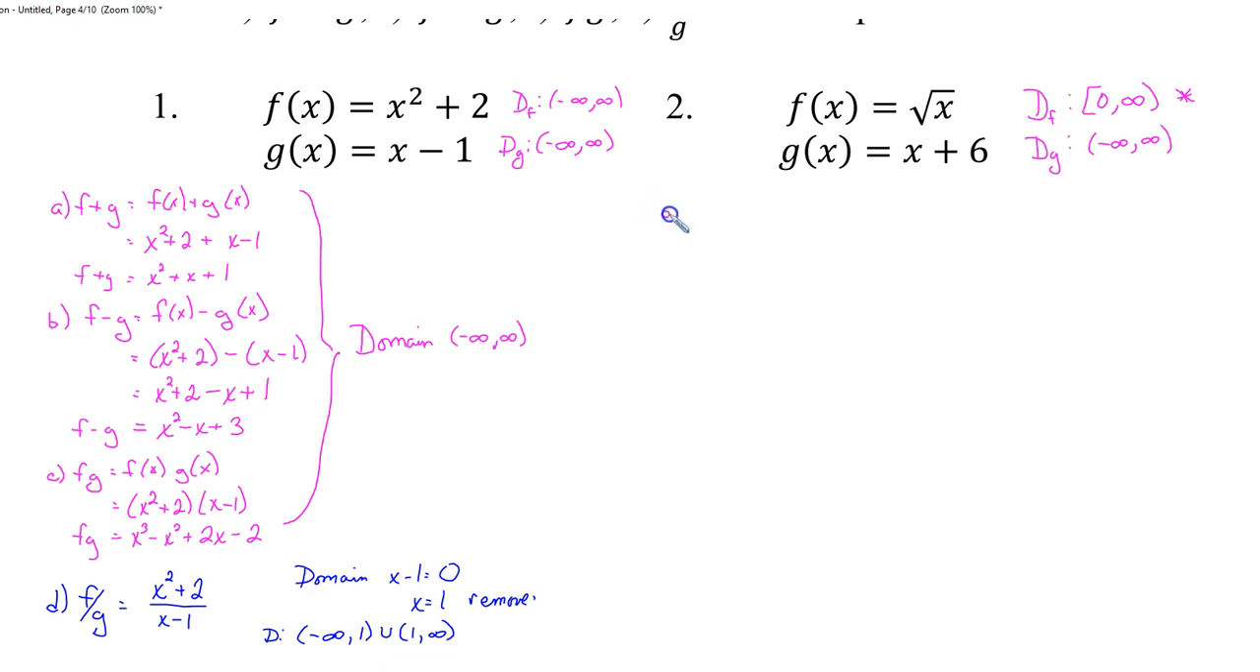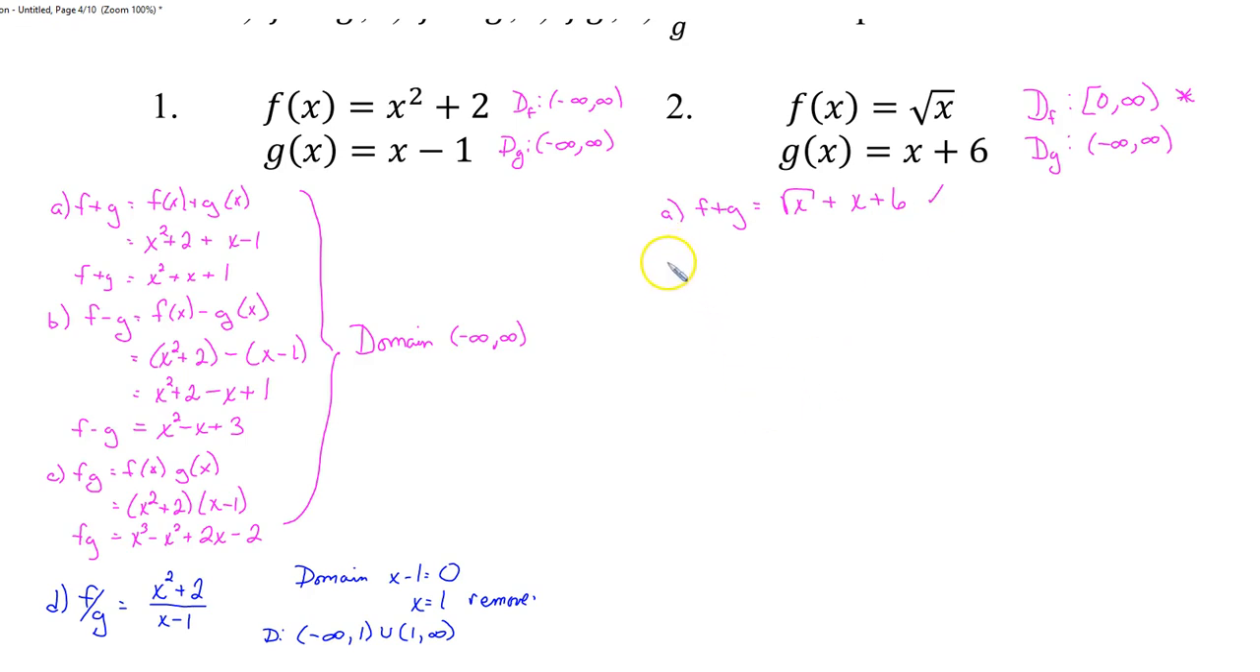So let's start off with part A, where we're going to add f plus g. I'm not going to actually write out f of x plus g of x like I did on the first ones, but we'll just rewrite this as the square root of x, that's my f function, plus x plus 6, that's my g function. There are no like terms, and so we're done. That's all we can do for this function.